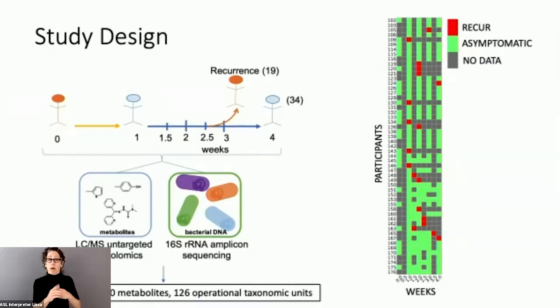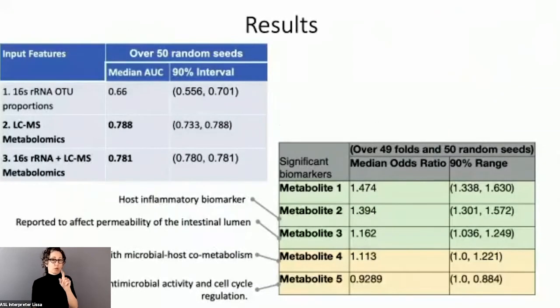All samples were analyzed to determine the metabolites present and the microbes present, which we call operational taxonomic units, or OTUs. The subsequent data analysis resulted in a dataset with 49 patients, 1,120 metabolites, and 126 OTUs. From each participant's data immediately after treatment, we were able to predict CDI recurrence with a median AUC of 0.788. We saw clear evidence that the metabolic data contains much more signal than the 16S sequencing data.